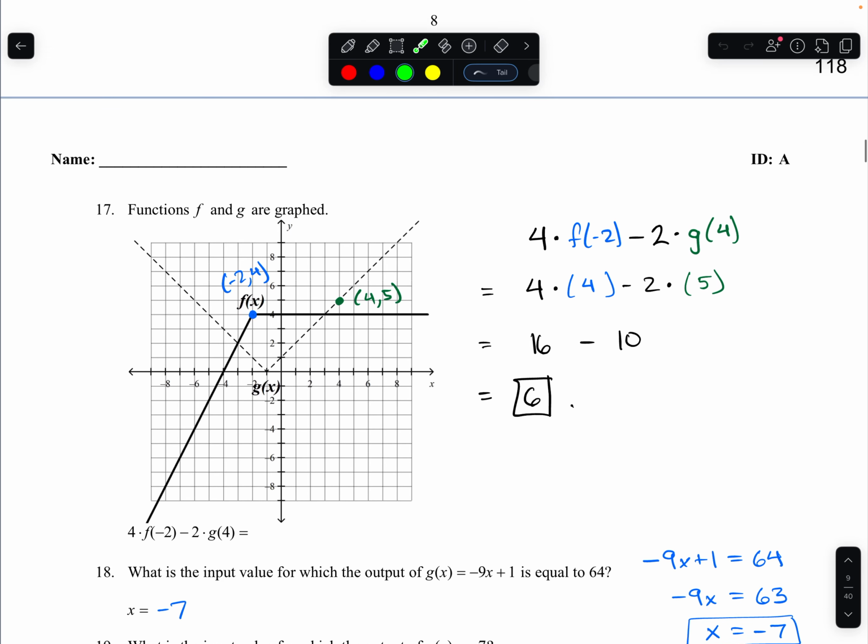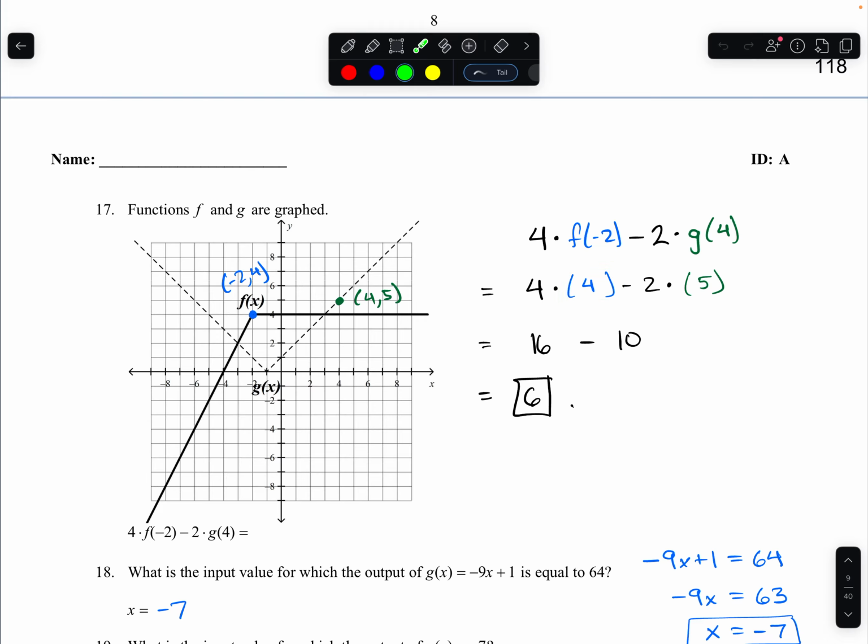Now we have two graphs, and we are asked to find 4 times f of negative 2 minus 2 times g of 4. So let's find out what is f of negative 2. Make sure you're looking at function f and not function g. So what's the point on the function f with an x-coordinate of negative 2? Well, that would be this blue point right here. And f of negative 2 is the y-coordinate of this blue point. It's 4. So I replace f of negative 2 with 4.